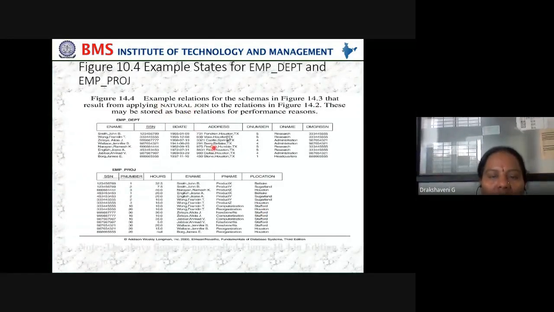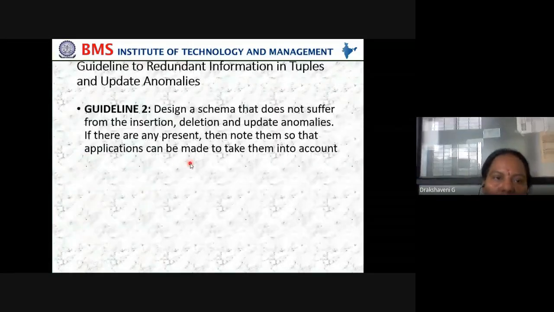These are examples for employee department and employee project. This is how the data is being inserted for employee department and employee project.